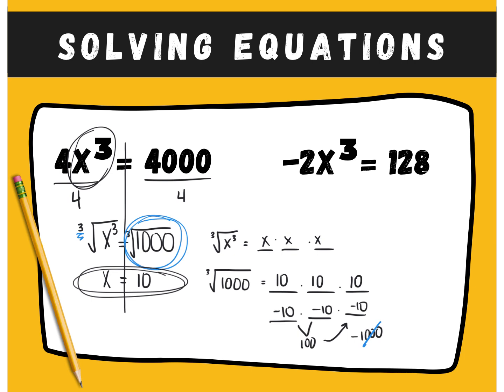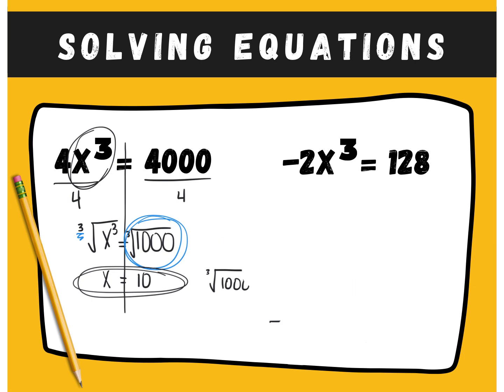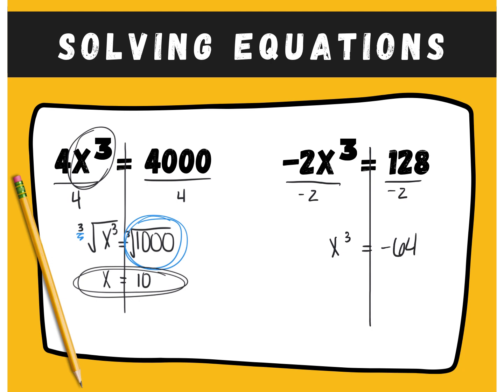Let's try another. On the next one, I have negative 2 times x cubed equal to 128. Again, I want to solve to get that x cubed by itself. So hopefully you already know where I'm going with this. I'm going to divide by negative 2 on both sides, which leaves me with 1x cubed. On the right-hand side, it leaves me with negative 64. This one's a little different. We haven't seen a negative yet.